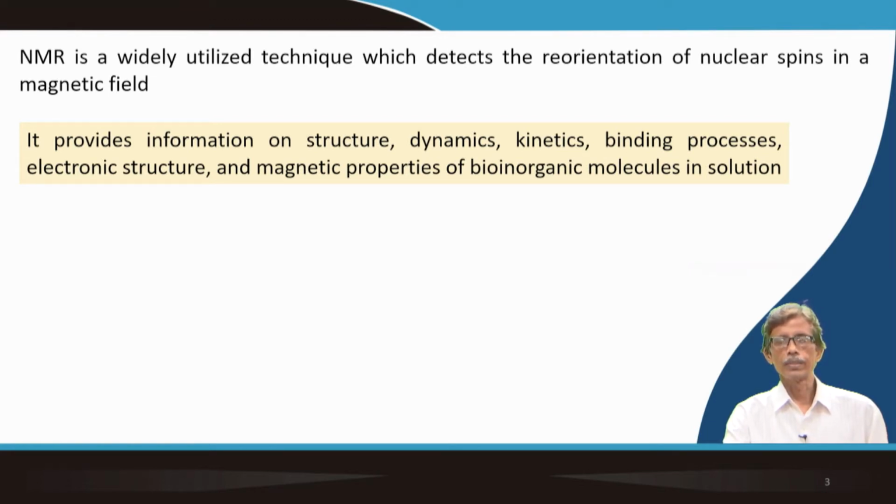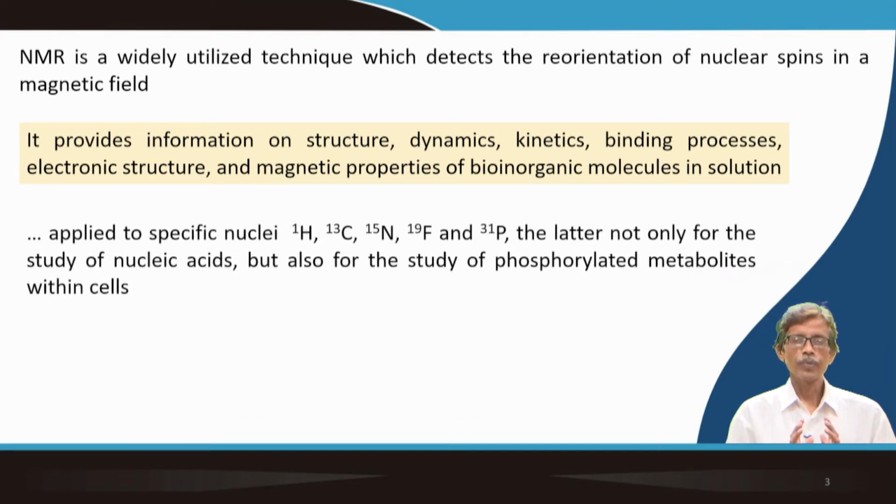Then the dynamics, the structural dynamics or the reaction dynamics, the kinetics of the reaction, we can also find, and the binding processes. If a substrate binds at some point and changes the NMR pattern of the system, then we can study the binding process also. Then the electronic structure and the magnetic properties of bioinorganic molecules in solution. That means, if you have metal ion centers, whether we will be able to detect that metal ion through these measurements.